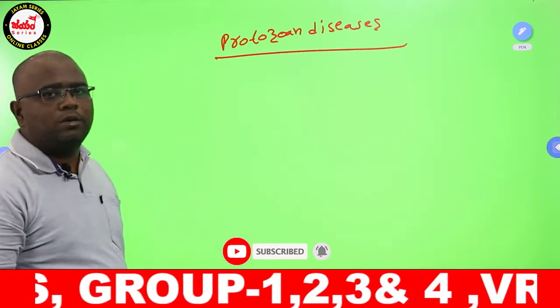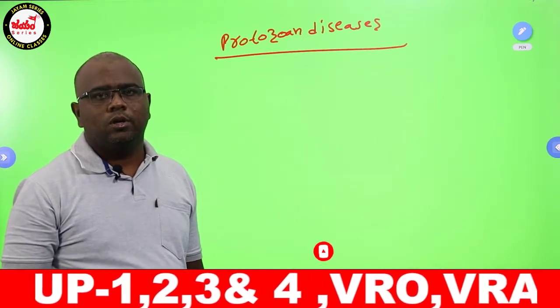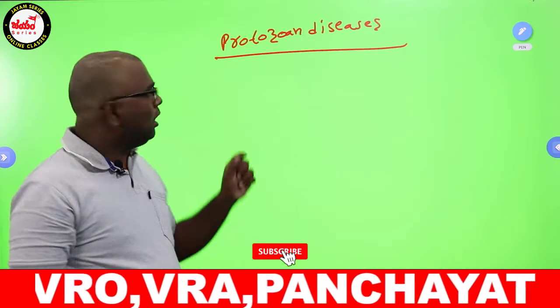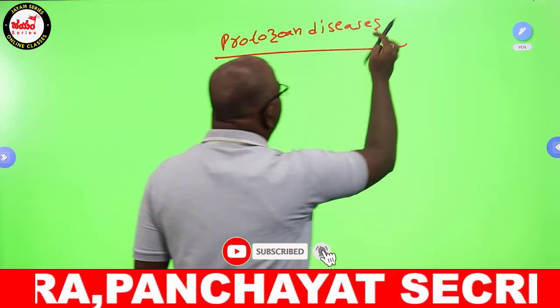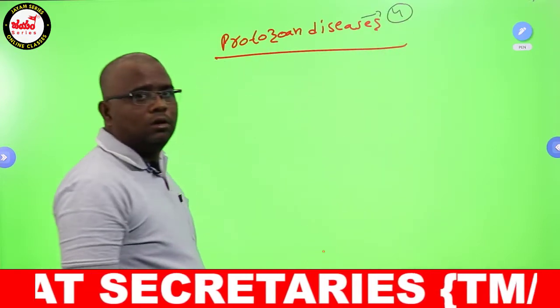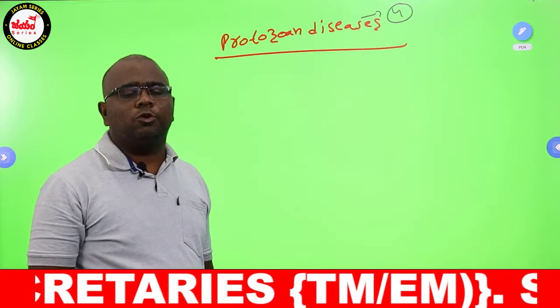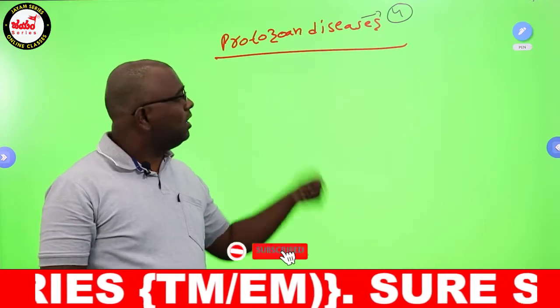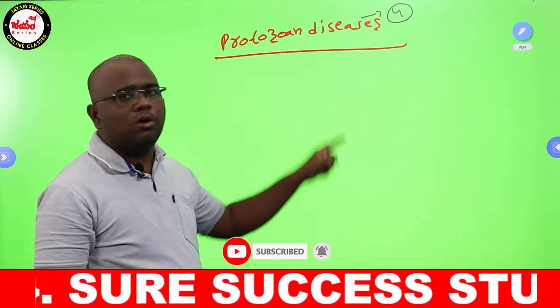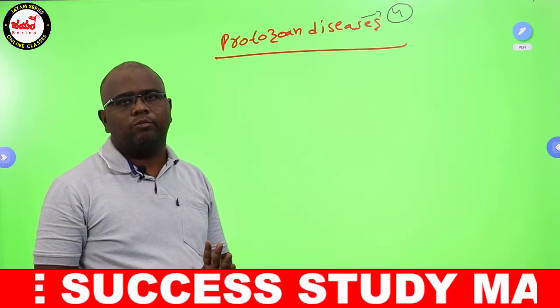From the examination point of view, they ask the question: which of the following is a protozoan disease? There are a total of four protozoan diseases. Viral diseases are a total of 14 diseases, fungal diseases are a total of 4 diseases, and protozoan diseases are also 4 diseases.